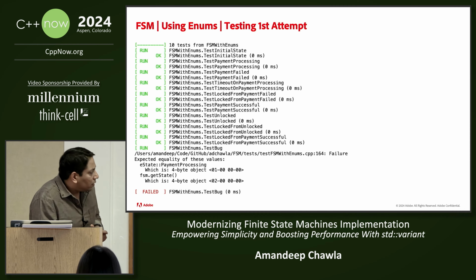So let's sum up the finite state machines using enums. The advantages are we don't use any heap, so that's a good part. Everything is happening on stack, so no dynamic allocation is in the picture. Simplicity: the approach is straightforward, especially for simpler state machines without complex state data. That is a very important part. If you don't have much state data, enums might be a good option. But as soon as you start getting state data, this is not a good implementation.